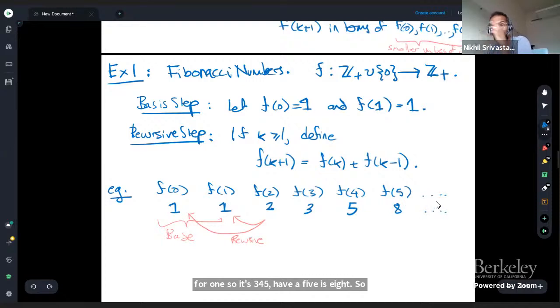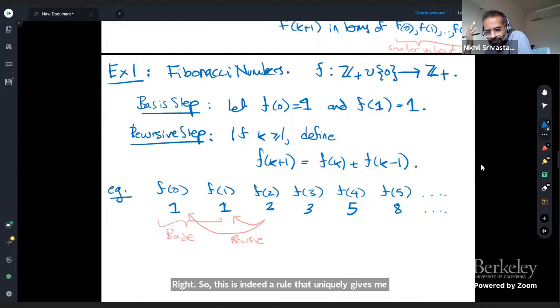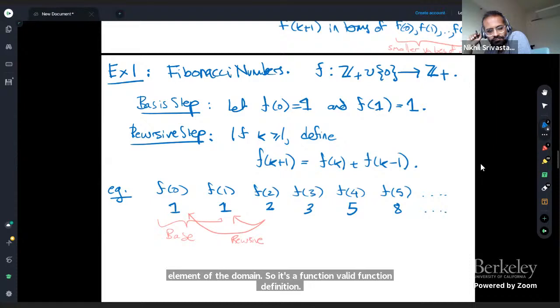And the reason this is a valid definition is that any f of n eventually appears on this list. So this is indeed a rule that uniquely gives me an element of the codomain for every element of the domain. So it's a function. It's a valid function definition. So any questions about this example?